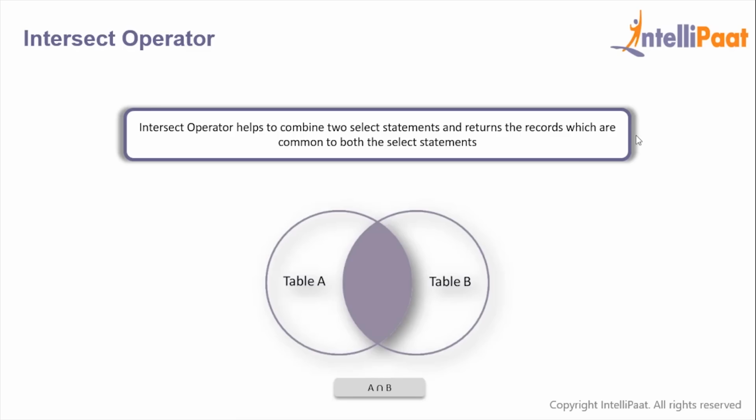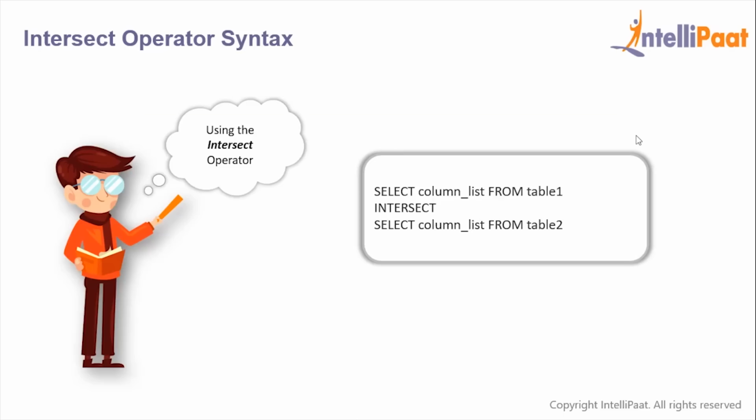So the intersect operator helps to combine 2 select statements and returns only those records which are common to both the select statements. And this is the syntax for the intersect operator. We'll give the first select statement, after which we'll give the intersect operator, following which we'll give the second select statement. So this intersect operator basically retrieves the common records from both the left and right side of the intersect operator. Now you also need to keep in mind that the number and the order of the columns must be same in both the select queries.